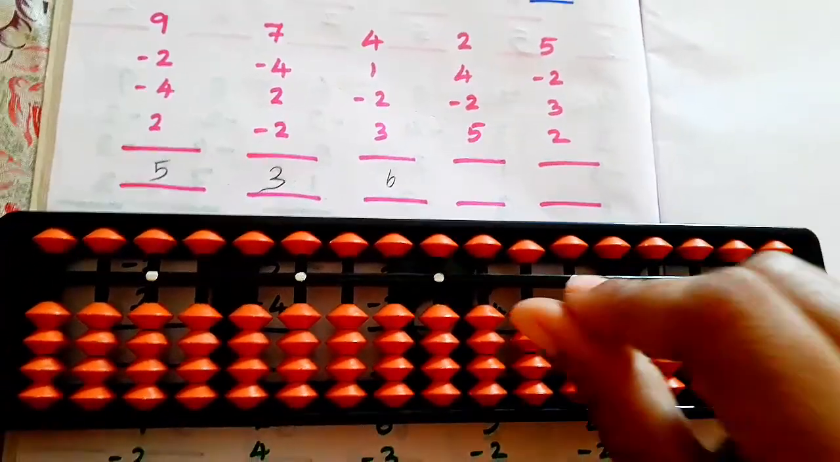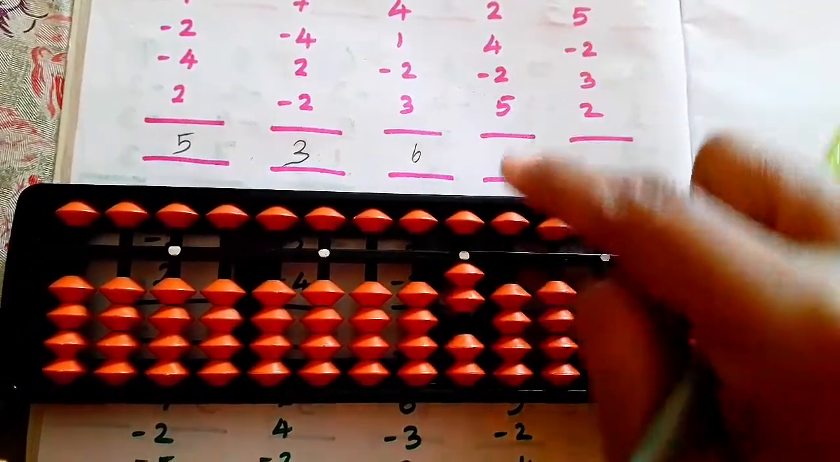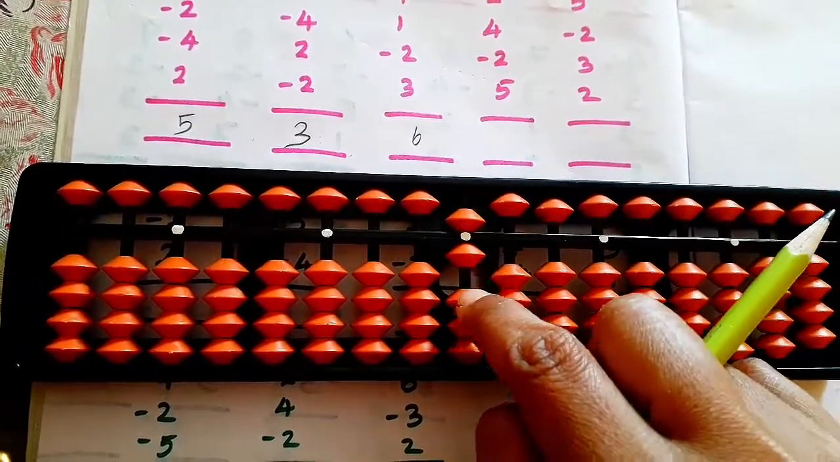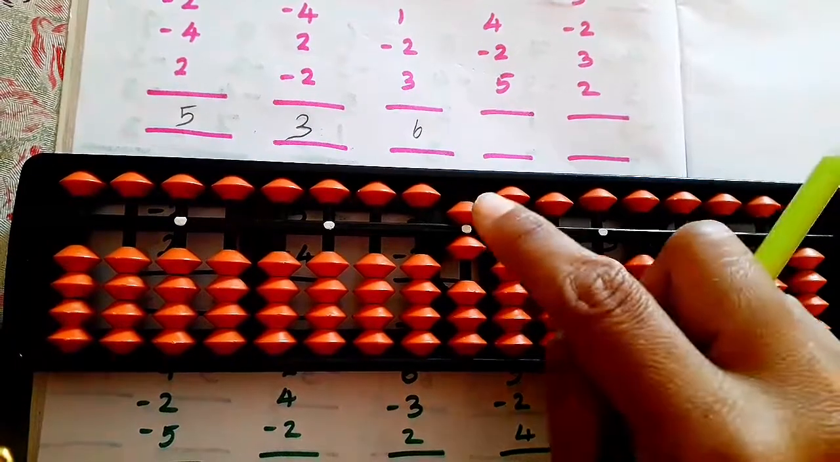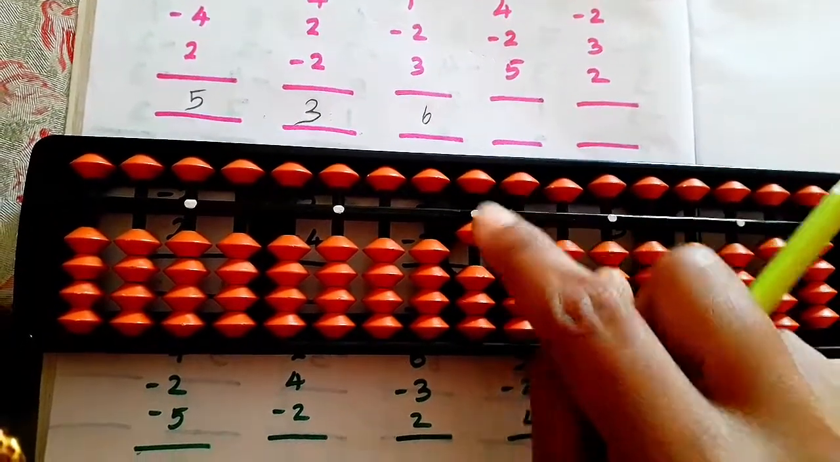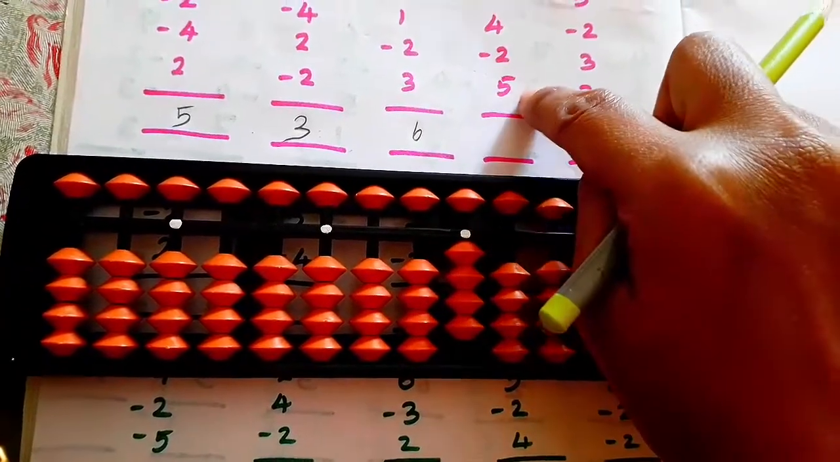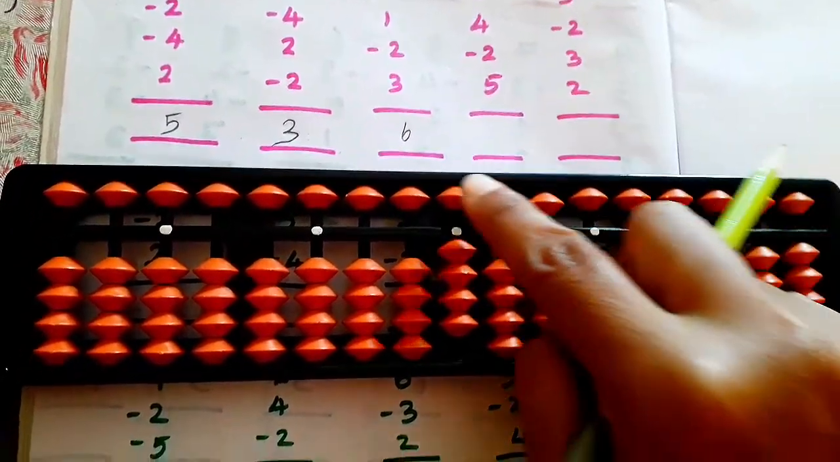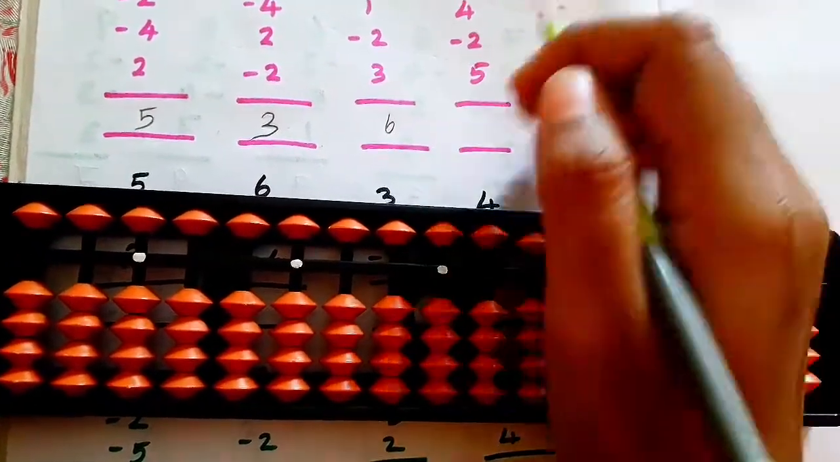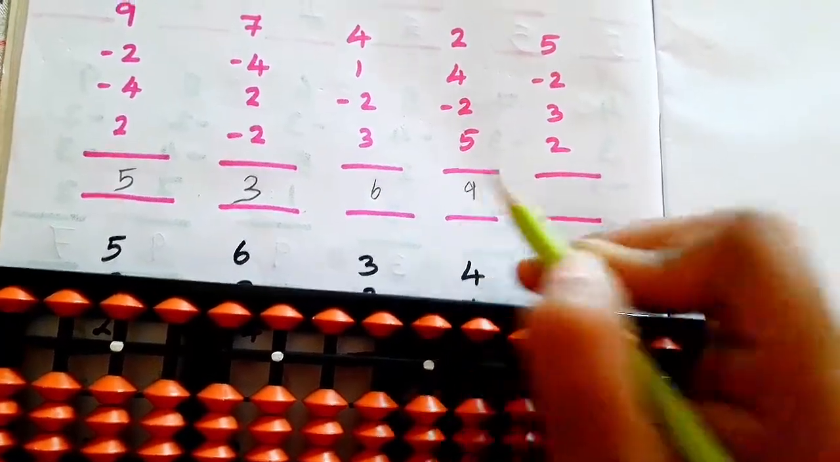Next one, number 2. Next, number 4. Partner of 4 is 1. So add 5 less 1. Next, less 2. Less 2 means have to less 5. Partner of 2 is 3. Add 3. Next, again 5. What is the answer? 9. Set 0. Answer is 9.